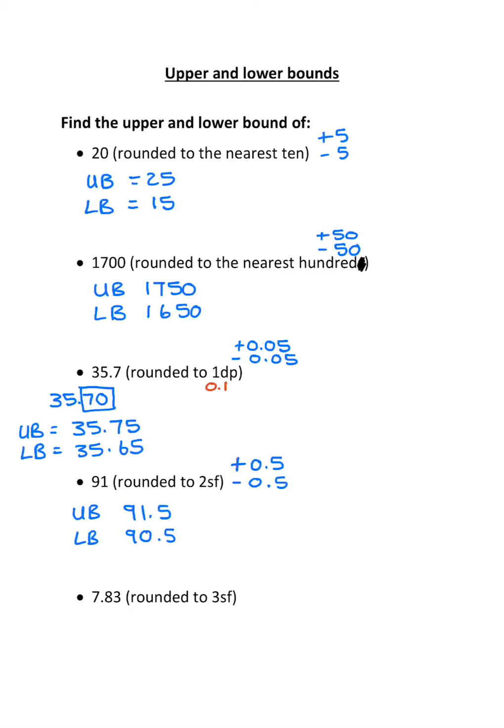To round it to 2 decimal places, again, if you use the same trick as before, if you think of this as 7.830, and then just imagine that 830 and imagine that you add 5 on and take 5 off. So that just works easiest for decimals. So the upper bound would be 7.835 and the lower bound would be 7.825.